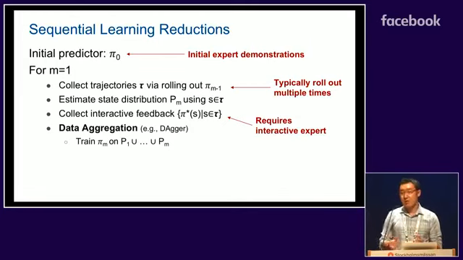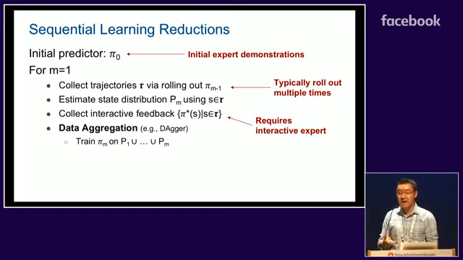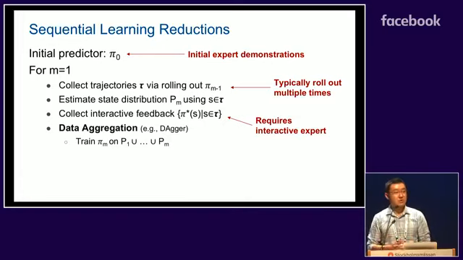On one side, we can do what's called data aggregation. What data aggregation does is it trains a single policy, pi sub m, on the union of all the data sets and distributions that we've collected so far. It can get a little bit more complicated than this, but that's the simplest setting. What this means is that pi sub m is training on all the mistakes that have been made so far during every round of training.